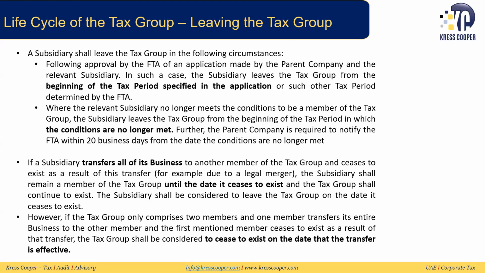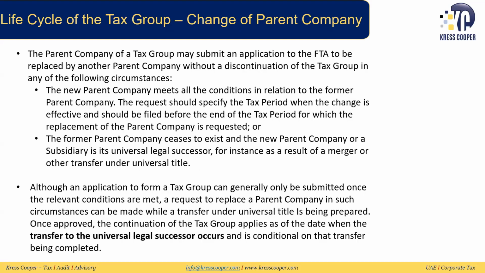Now, of course, if there are only 2 people in a tax group, then one person leaving the tax group would also mean that the whole tax group is being deregistered, disbanded. But if that's not the case, the rest of the tax group can stay and the company can leave the tax group. We had also discussed that there can be a case where the parent company can change without the group being disbanded. So if the new parent company is meeting all the conditions, or if it is meeting the universal legal successor condition, then it can continue like this.